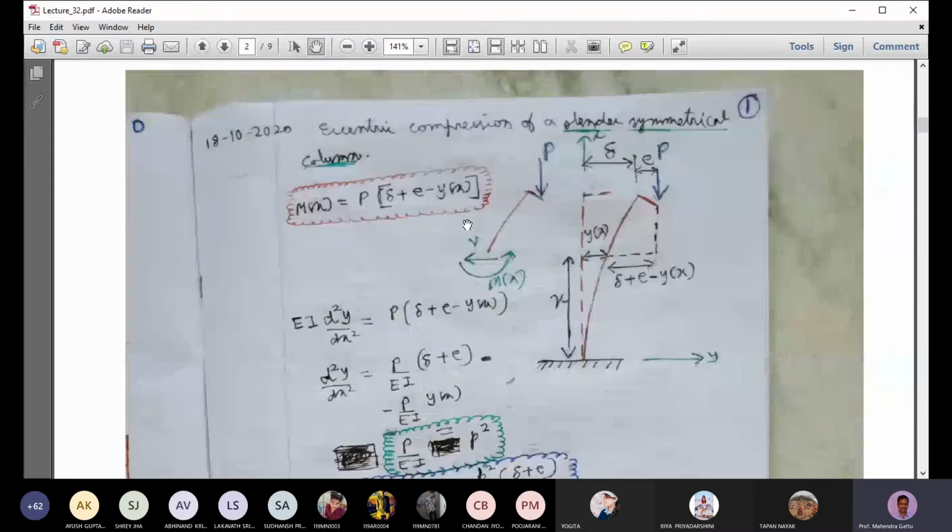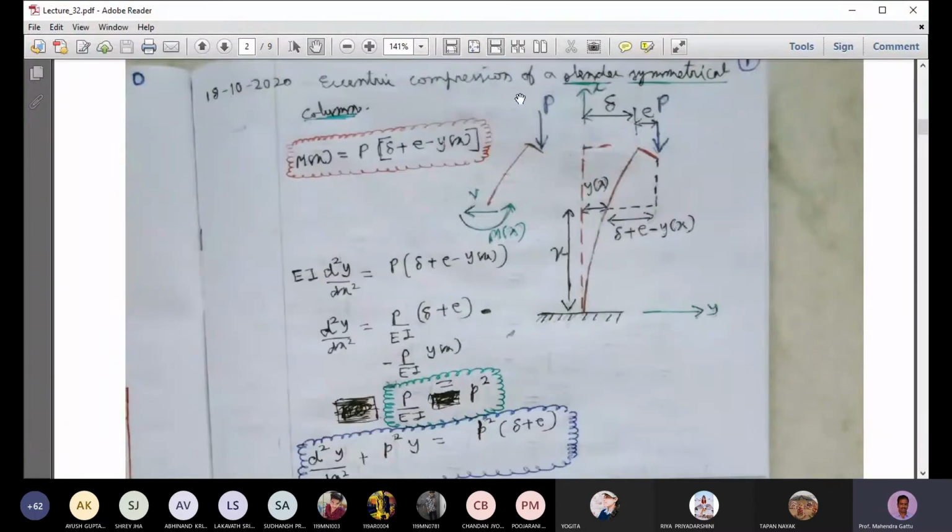So you are able to see this page, the eccentric compression of a column. Okay, so we have our line diagram of the undeformed column, and we have our deformed shape here.